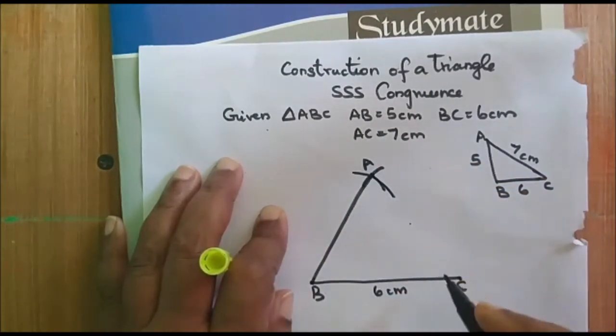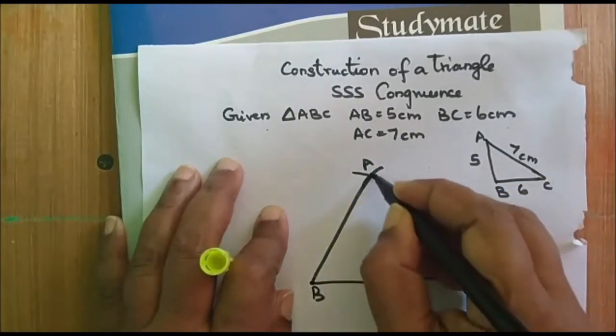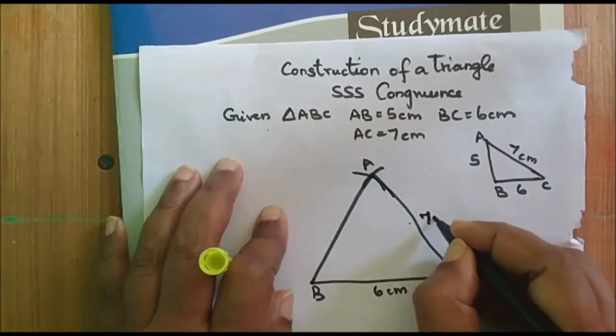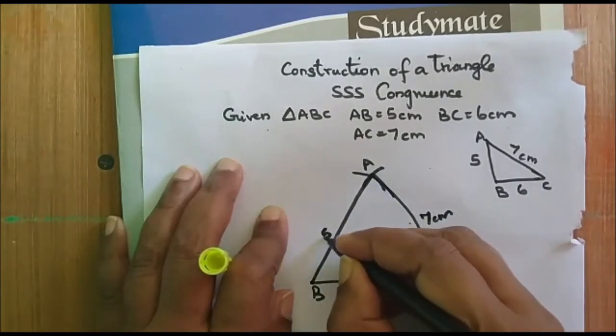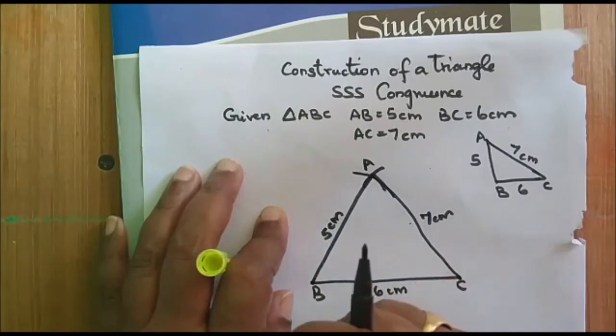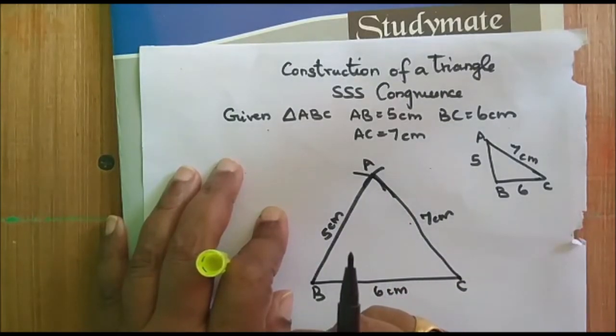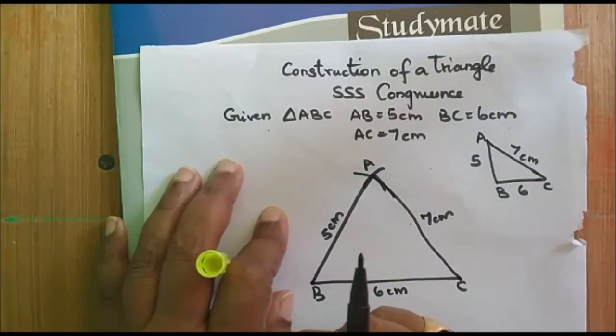Similarly, I will join my C with A. So this is 7 centimeter and this is 5 centimeter. This is how I construct a triangle when the three sides are given. I hope you understood.